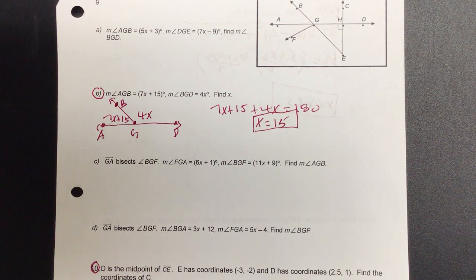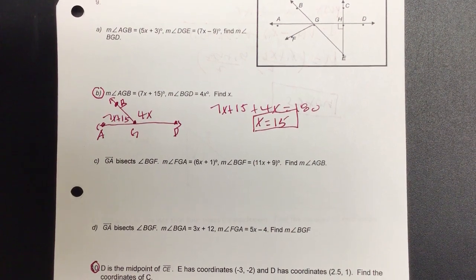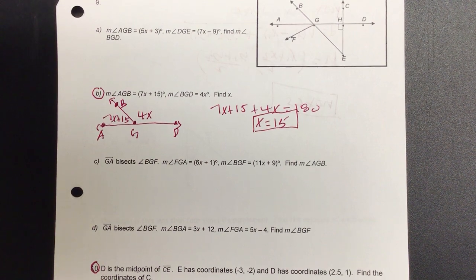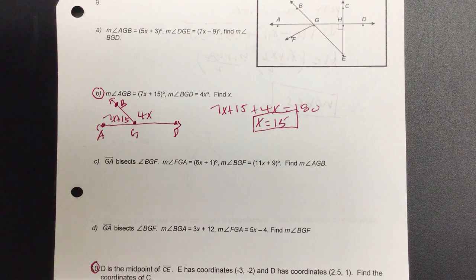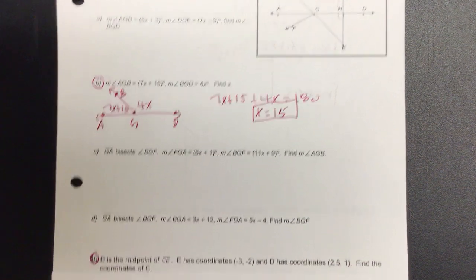Okay, Allie, let's read number 10, please. D is the midpoint of CE. E has coordinates of -3, -2, and D has coordinates of 2.5 and 1. Find the coordinates of C. Okay, I'm gonna struggle with the spacing, so if you can control it, cool. If not, you have the back page.